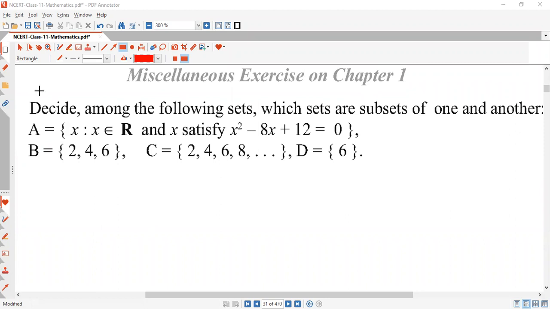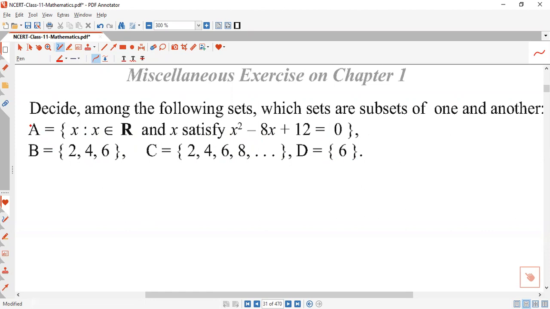Hello, class 11th students. Today we will do the miscellaneous exercises on chapter 1. This question number 1 says, decide among the following sets which sets are subsets of one another. A is a set of x such that x belongs to the real numbers and x satisfies x square minus 8x plus 12 equal to 0. B is another set, 2, 4, 6. C is another set, 2, 4, 6, 8. D is another set, 6.